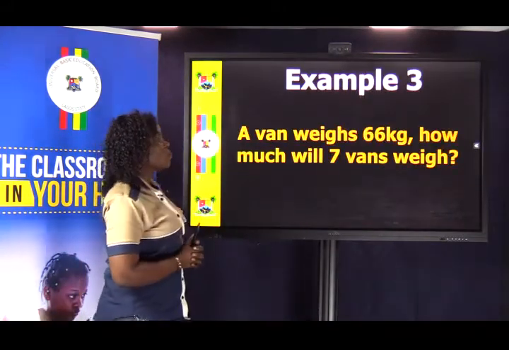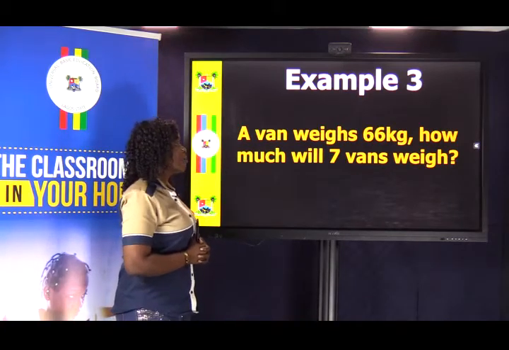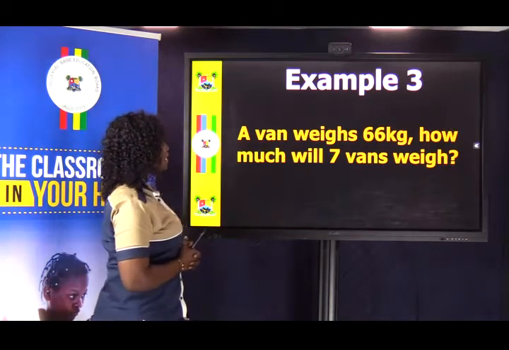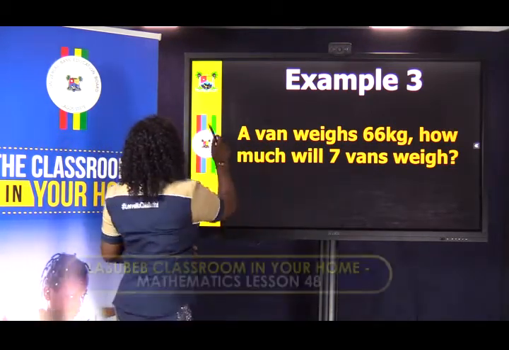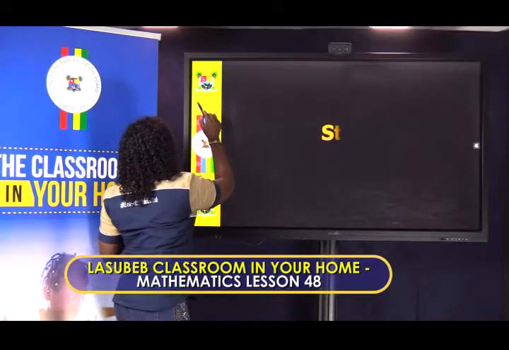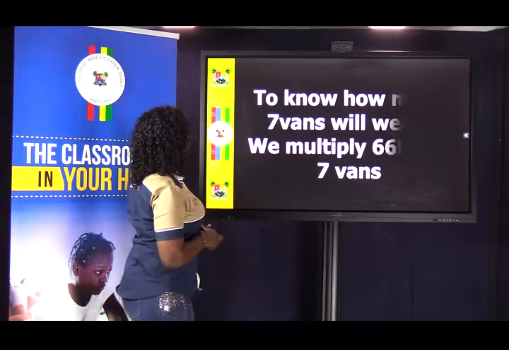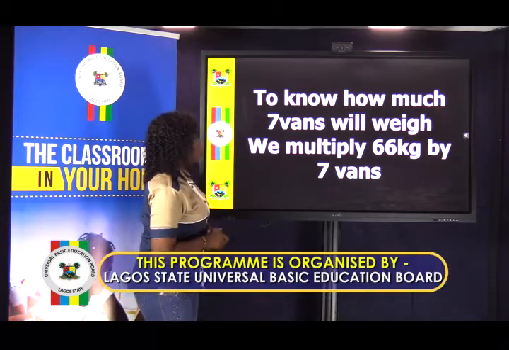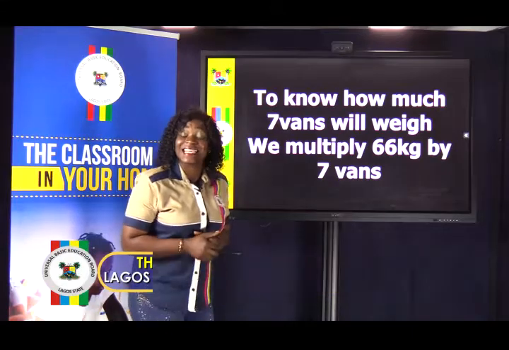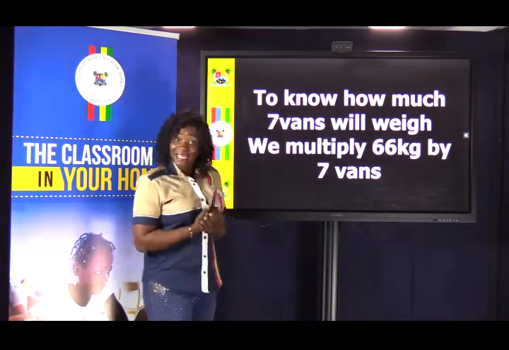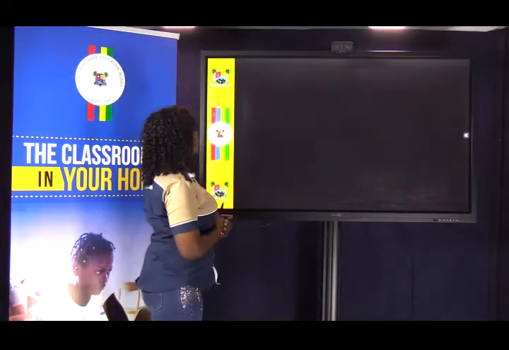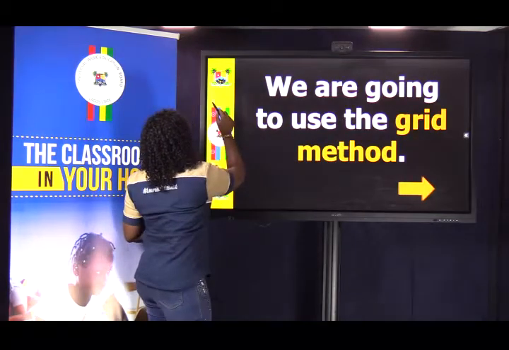Example 3. A van weighs 66 kg. How much will 7 vans weigh? We have read. Now let's interpret. To know how much 7 vans will weigh, we multiply 66 kg by 7 vans. Or we can add 66 in 7 places, repeated addition. But that would take a lot of time. So we just use our grid method and multiply.